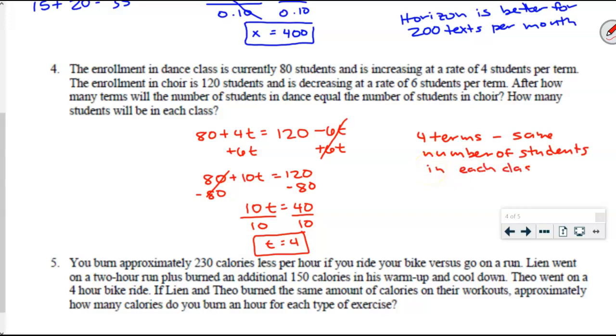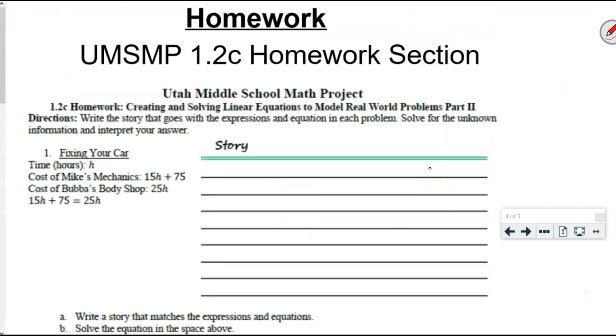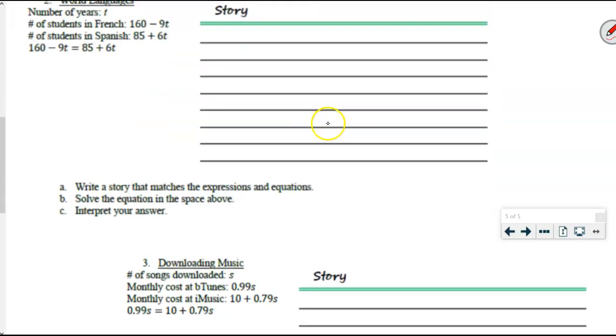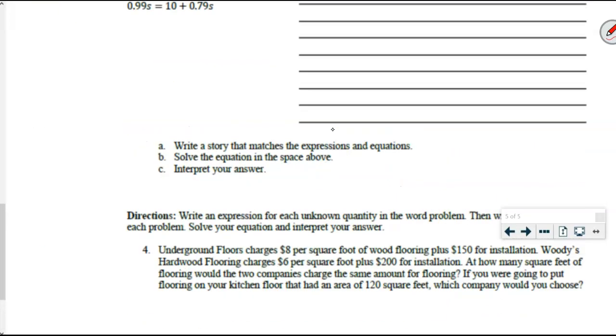And for the sake of time, we don't have time to finish number 5. But you can finish it in your homework. We've done problems just like the ones that you're going to see in your homework. So your homework is 1.2c, the homework section. Yes, it is all the problems, which is the same amount that we did in class.